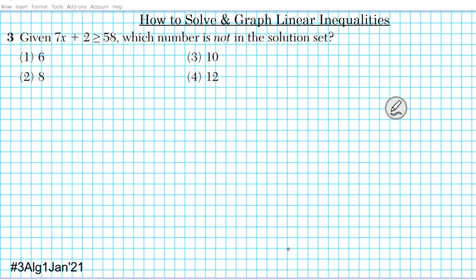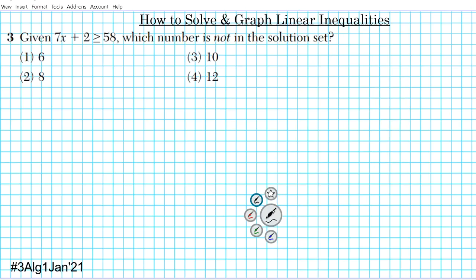All right, for question number 3, we're going to be going over how to solve and graph linear inequalities. Question 3 reads: given 7x + 2 ≥ 58, which number is not in the solution set?